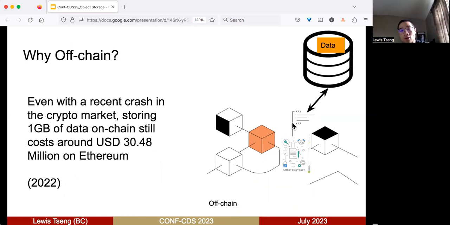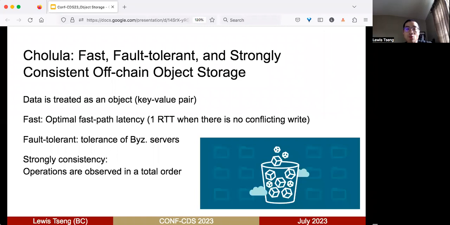And the reason we are going to do off-chain is that even though it's kind of crypto winter now, it's still so expensive to store a large amount of data on-chain. So that's why we want to do off-chain. And here we have our system. It's fast, it's fault-tolerant, it's strongly consistent.